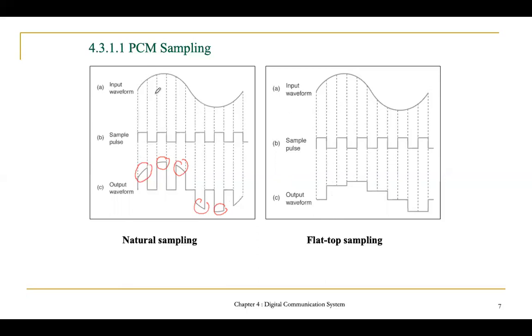Instead of following the shape of the input waveform, now the top of the pulses is flat. But it follows the amplitude, meaning when the amplitude is high, then the amplitude of the pulses is also high. When the amplitude is low, then the pulses are also low. You can see that the top here is now flat. So that is the difference between natural sampling and flat top sampling.